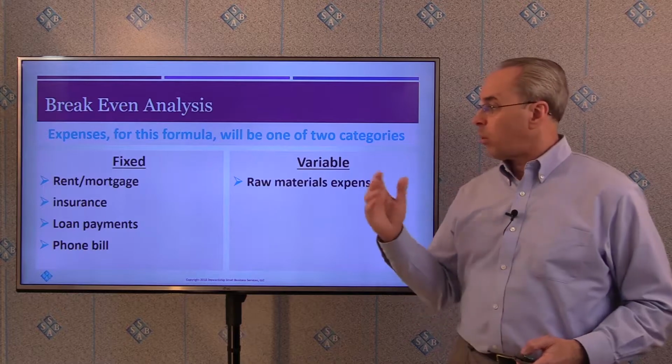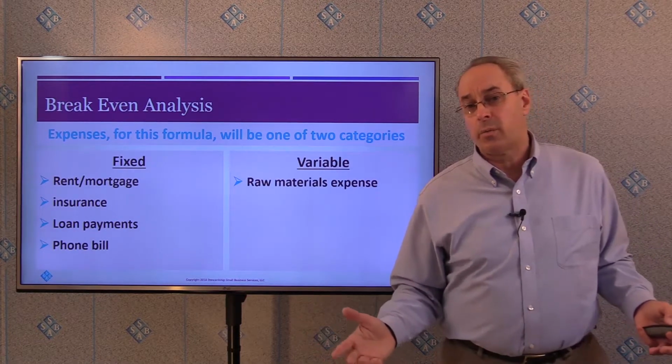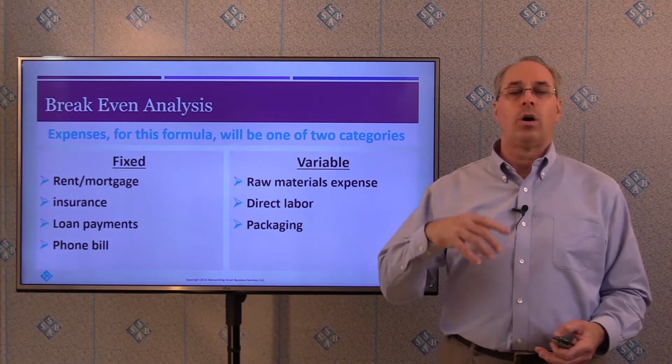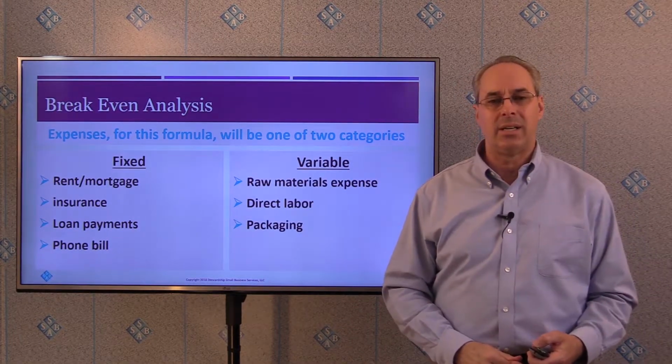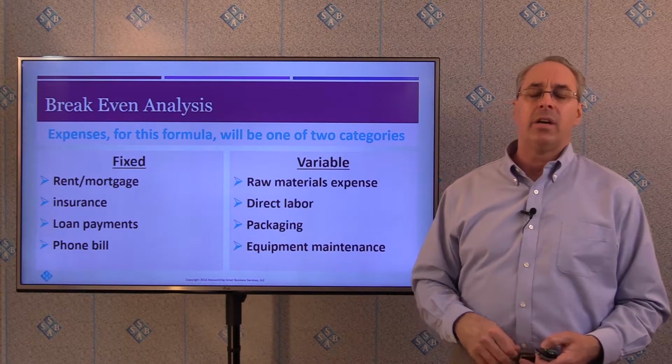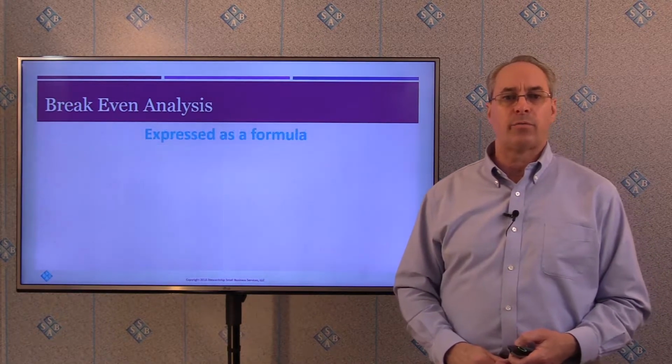Variable expenses: the more you sell and manufacture, presumably the more raw materials you're going to need, the more labor that's going to be involved, the more packaging you're going to need, and the more equipment maintenance you're going to have if you've got a high volume of production.